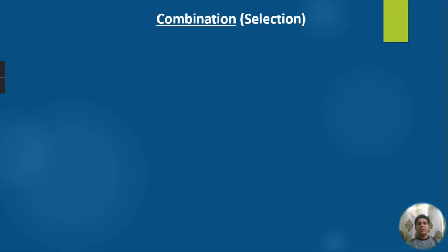Good morning, everyone. Today in this lecture, we are going to discuss the topic of quantitative aptitude, and the name of the topic is combination. This topic is a subtopic of permutation combination, wherein permutation stands for arrangement, which we have already discussed, and combination stands for selection, which we are going to discuss in this video.